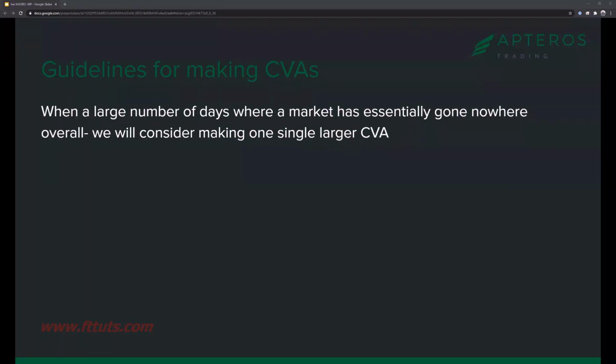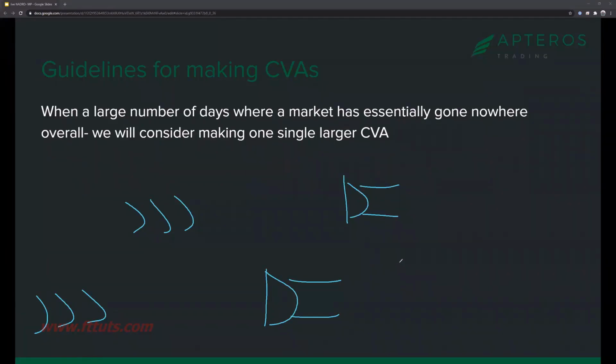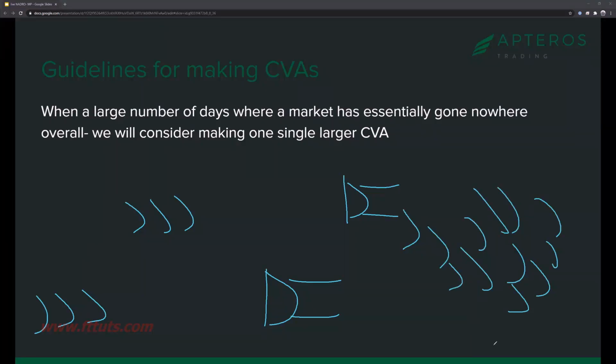When a large number of days where a market's essentially gone nowhere, we'll consider making one single larger CVA. I kind of alluded to that with my 4-day example there, but typically you're going to have multiple CVAs. I'm just going to start getting quicker at drawing these: balance, balance, balance. You have a 3-day CVA, and then you came up and you had balance, balance, balance, right? So you're going to have a 3-day CVA here, a 3-day CVA here, and then let's pretend there's 20 more days and it does this. Well, guess what? Consider making a 20-day.